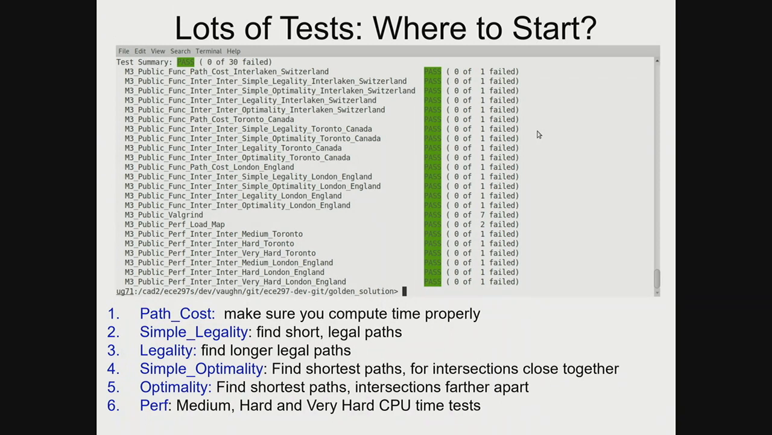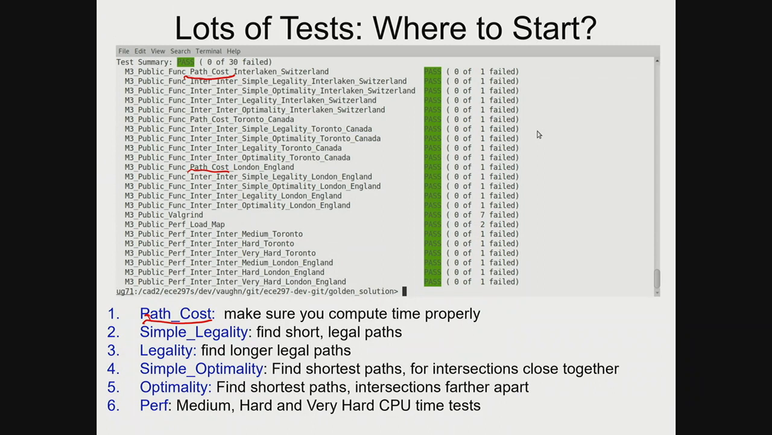And you go, well, where do I start? We built you a lot of tests to actually help you. The first set of tests have path cost in their name. There are a few of them for a few different cities. Path cost is a really simple function. It's just making sure you can compute the time taken by a sequence of street segments, including the turns they imply, correctly. Because if you don't have that specification right, you're never going to write a proper pathfinding algorithm. This is not very hard to write. It's not worth very many marks, but make sure you get that right first.